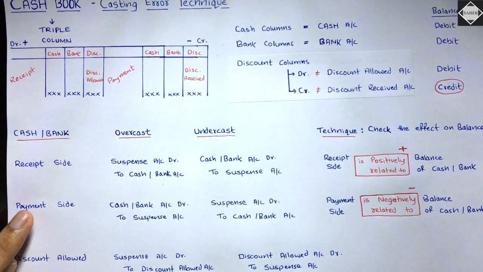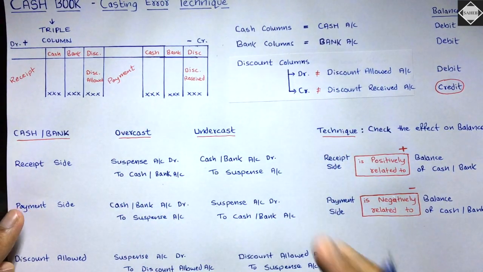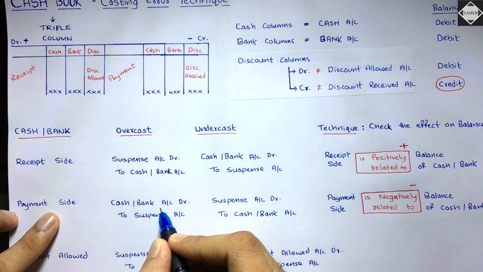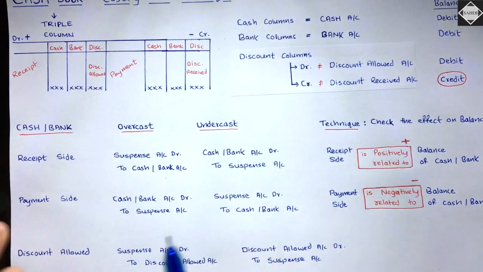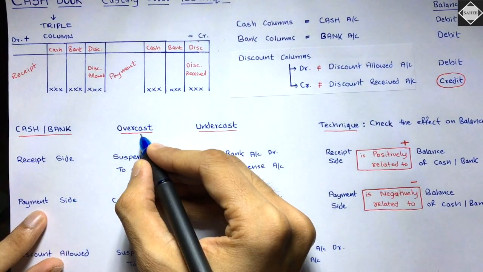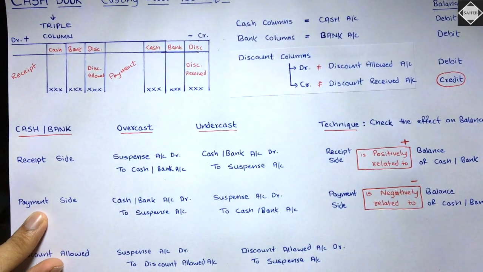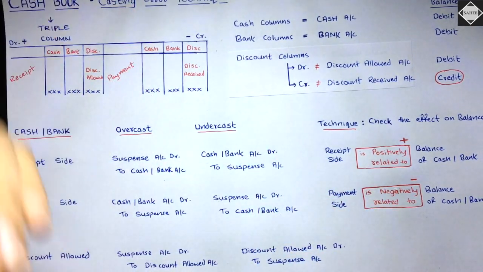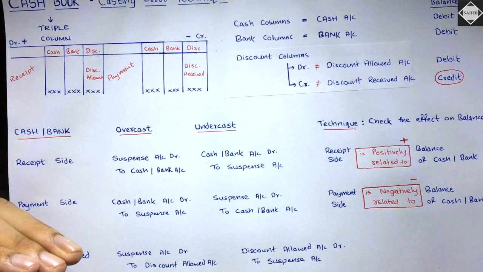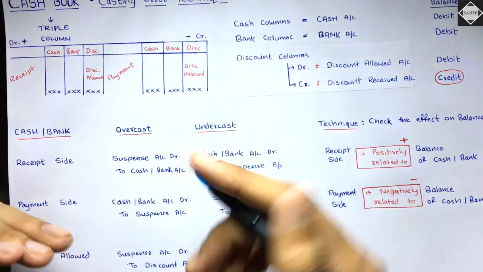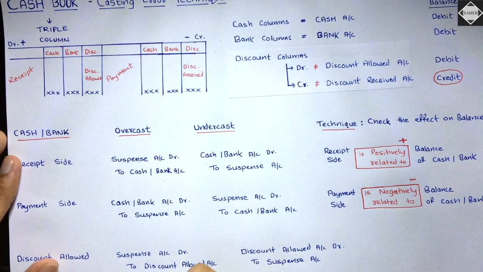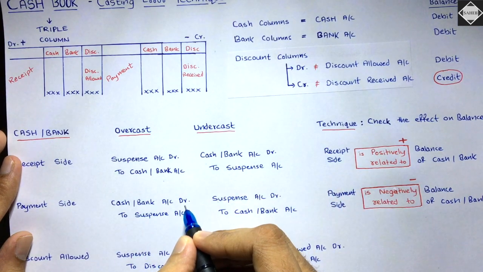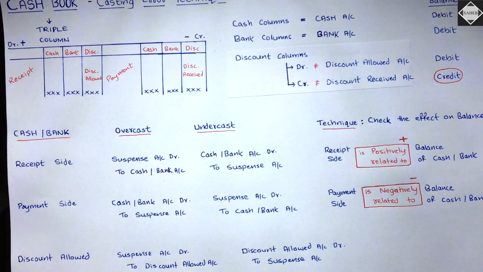Then I have to apply the treatment. Balance is undercast, so I will increase the cash or bank balance. Common sense here. Payment side is overcast, think the effect on balance. Balance is undercast, less than what it's supposed to be, so I will increase it. Cash or bank account debit. Cash and bank accounts have a debit balance, so I will increase them by debiting them more, to suspense account. Is that clear?